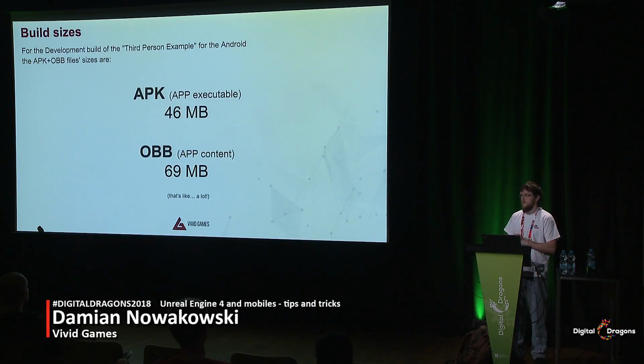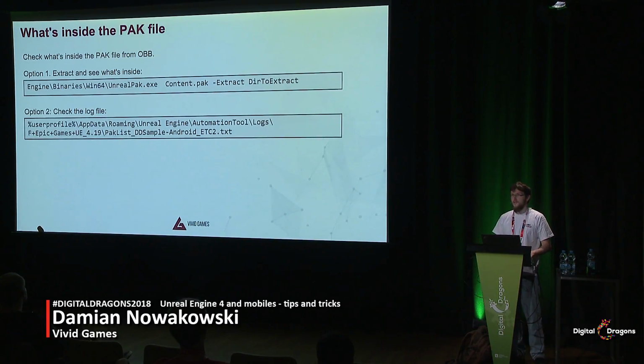So when we saw this size, we were just curious, why is it so big? So we just go inside the OBB file and check what assets are cooked inside. And inside there is the PAK file, which is the Unreal Engine archive file that holds all of the assets used by the game. And if you want to check what's inside there, you can extract this file using the Unreal Pack application that is inside the engine. Or you can just check the log files, and there will be the list of all assets that have been packed inside of there.